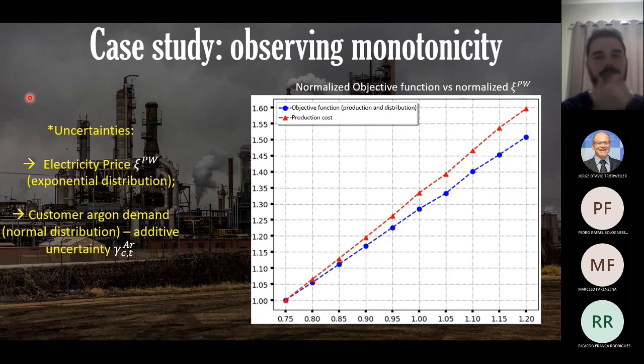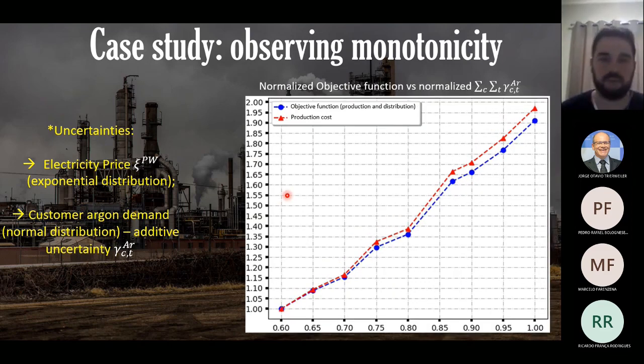So just to have an observation here, observing monotonicity, the y-axis is the normalized objective function of the problem, and the x-axis is the normalized electricity price, okay? Here we can see the monotonicity, and we can see the monotonicity here for the general demand, okay, for the customers.